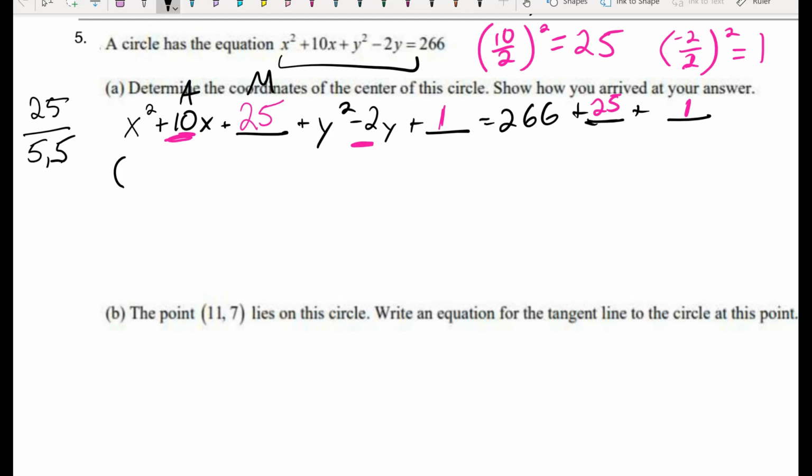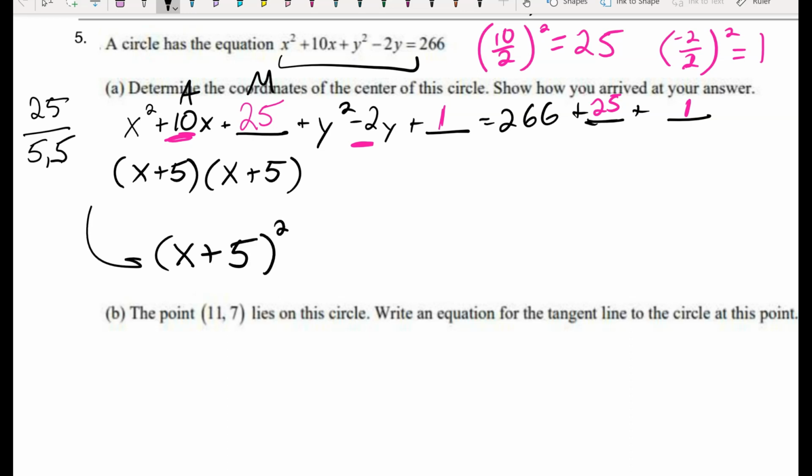So if I write my double bubble, x and x, the two integers that are going to go there are positive 5 and positive 5. Now this should happen every time, right? Because the whole idea is we want to factor this into something squared. So x plus 5 times x plus 5 can be rewritten.